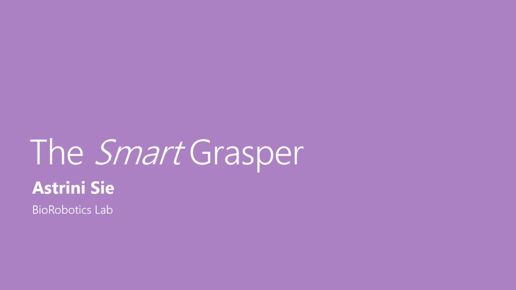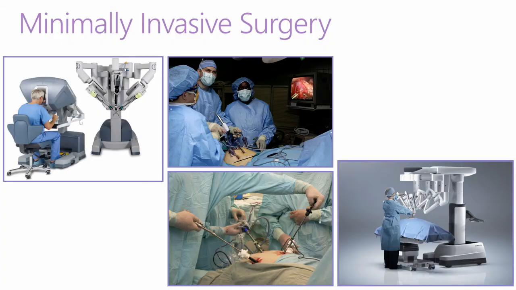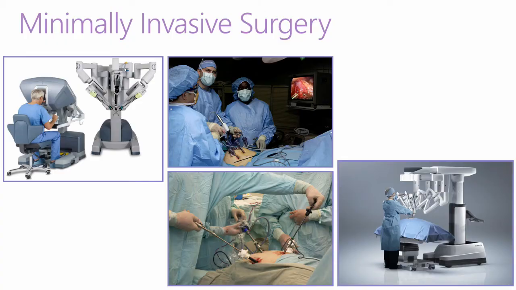Hi, everyone. My name is Astrini, and today I'm going to talk about the Smart Grasper. The research motivation behind the Smart Grasper came from minimally invasive surgery, or MIS, and robotic surgery in general. In MIS, there are 3 incisions made on the abdomen of the patient, one for the camera and 2 for surgical instruments. Among these 2, one of them is typically used for a surgical grasper. In MIS, surgeons interact with tissues and perform operations and procedures using elongated instruments, and also remotely from a console in robotic surgery.